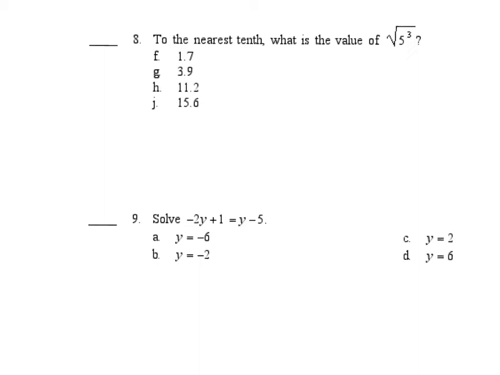Question is, to the nearest tenth, what is the value of the square root of 5 cubed? So this one is a bit tricky because you have to know how to do 5 cubed and then take the square root of that answer. So 5 cubed would be 5 times 5 times 5, because the exponent of 3 right here tells you to multiply the base number by itself 3 times. So 5 times 5 times 5.